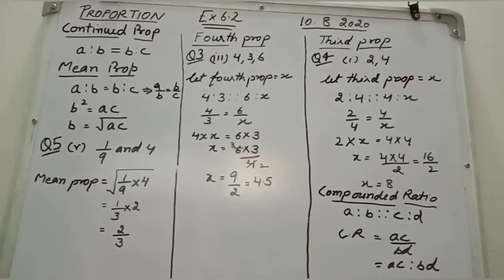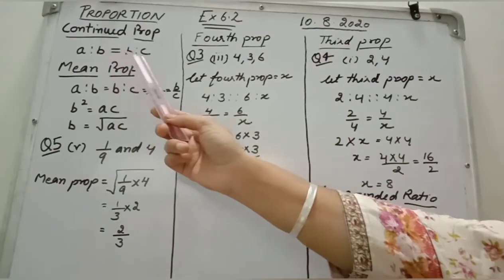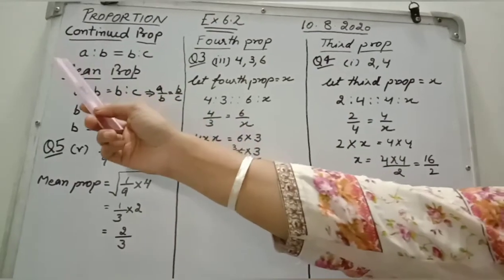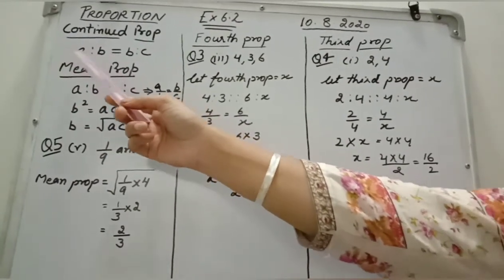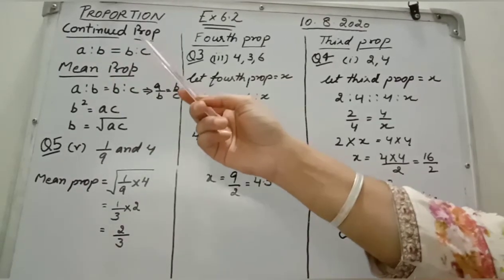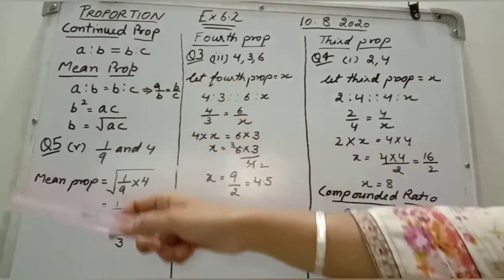Exercise 6.2, continuous proportional. In continuous proportional, three numbers are given to you: A, B and C. Three quantities are given to you. So their ratio becomes A ratio B is equal to B ratio C. First ratio with second, A ratio with B, and B ratio with C. This is the formula of continuous proportional.